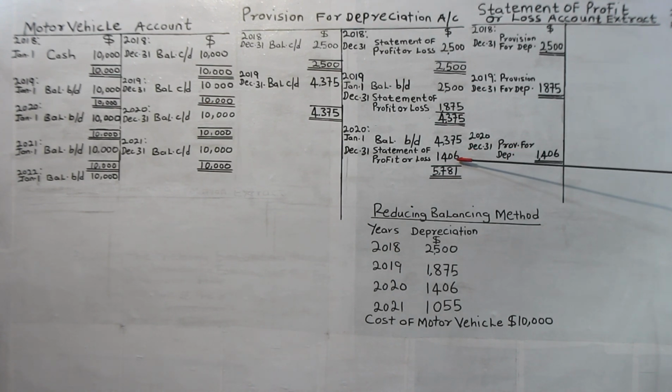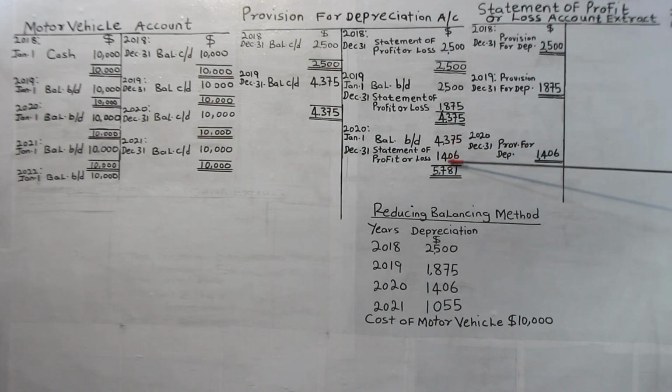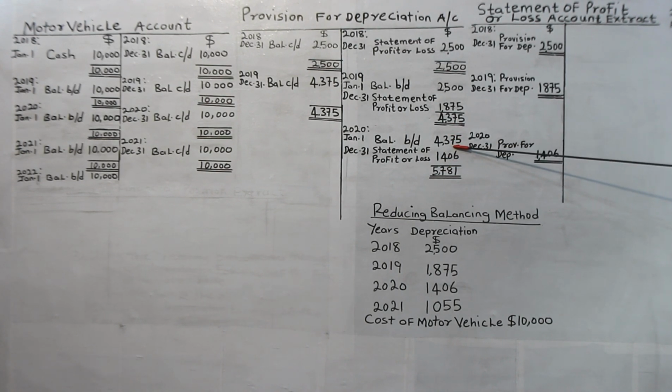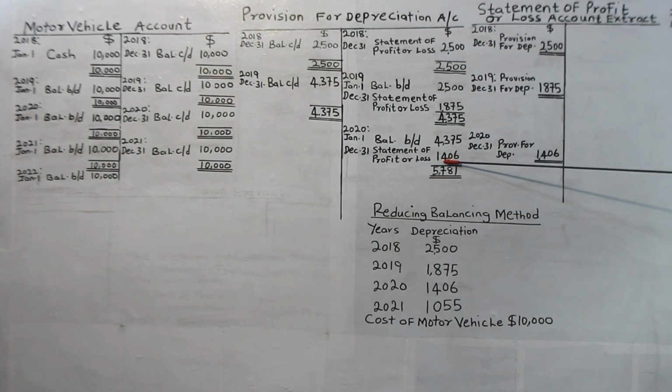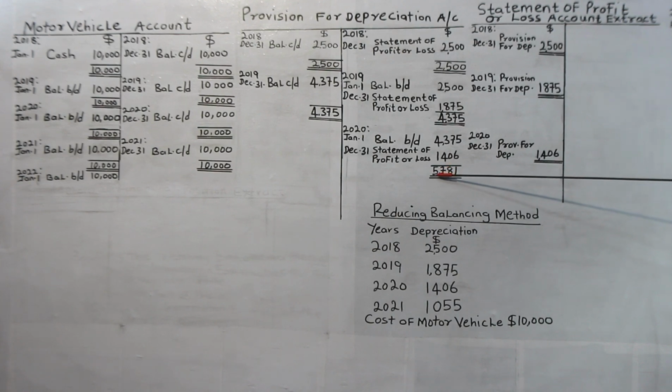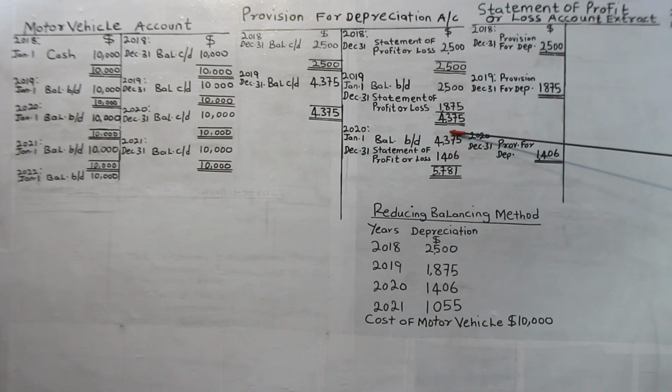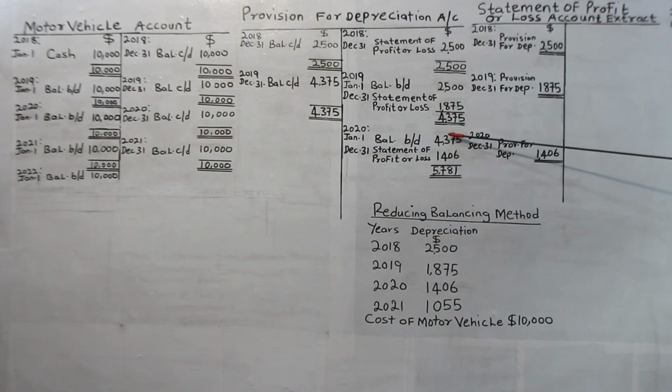Now you can see in 2020, under the provision for depreciation account, the depreciation is now accumulated 4,375 from the previous 2 years plus 1,406 for the current year, now gives us 5,781. If you watch, you will observe that as depreciation is increasing, the current one is being added to it and the figure continues to increase.